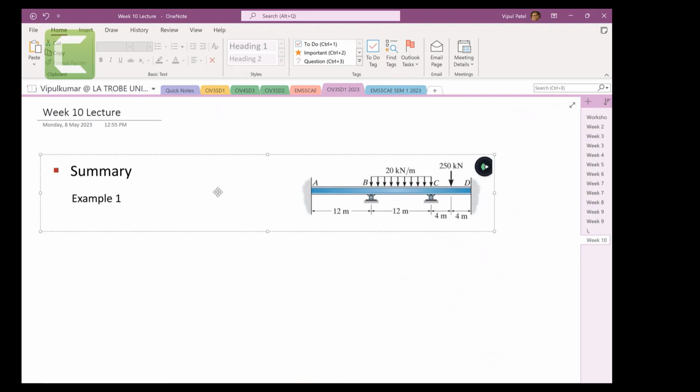Yep, I'm just trying to open this note so we know where we are getting. All right, so that's all good now.